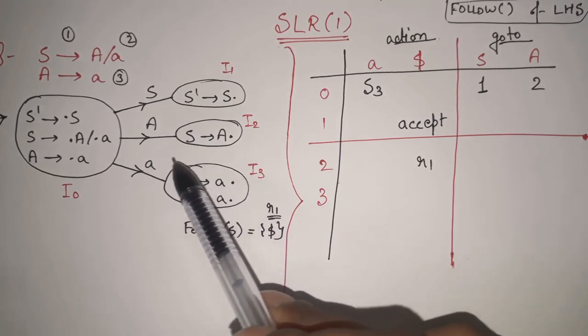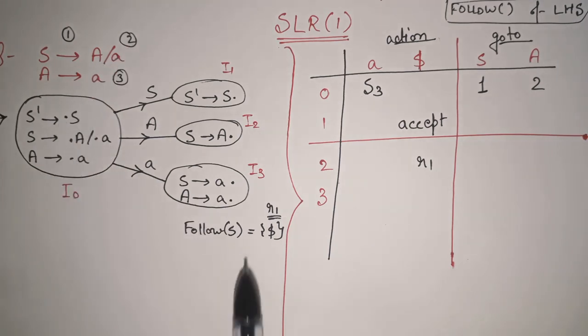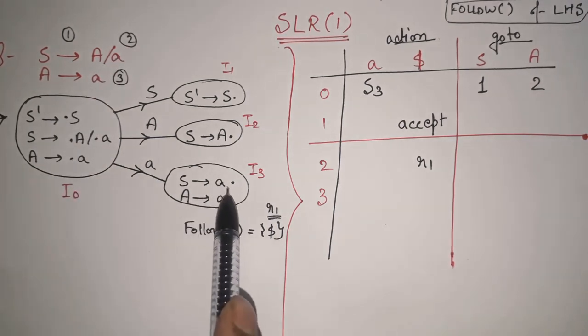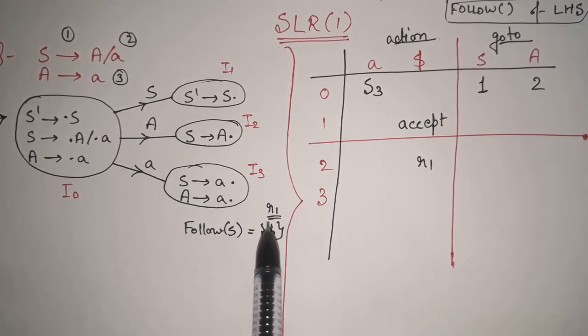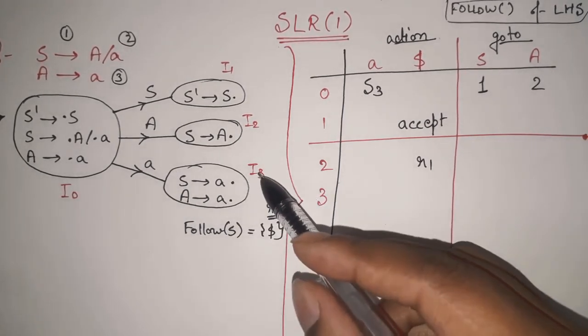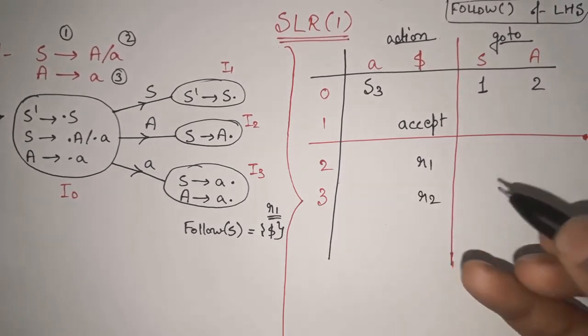Again, this is reduced number. S gives small a dot 2. It is reduced number 2. And I have to write it in the follow of LHS, means follow of S. And we have seen that follow of S is dollar. So in the third row, I have to write R2 in dollar.